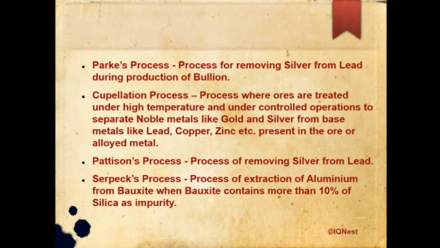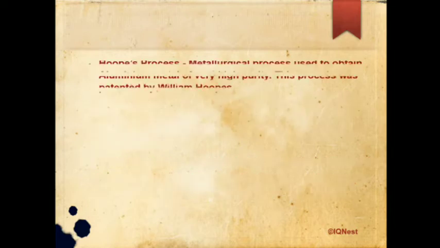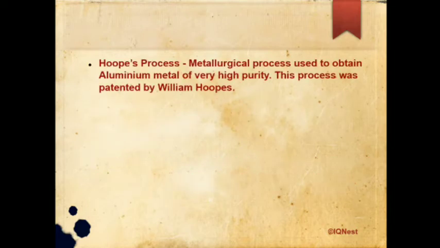Next is the Serpek process. This is the process of extraction of aluminium from bauxite when bauxite contains more than 10% silica as impurity. Next is the Hoopes process. This is the metallurgical process used to obtain aluminium metal of very high purity. This process was patented by William Hoopes.